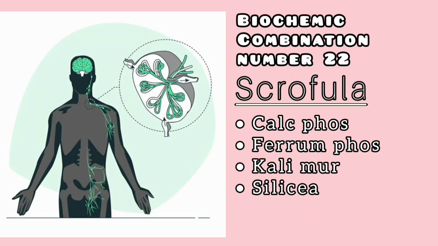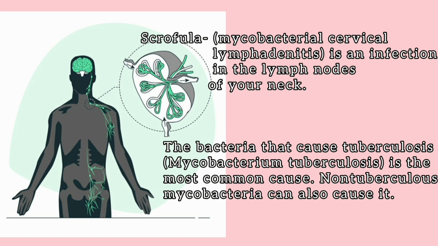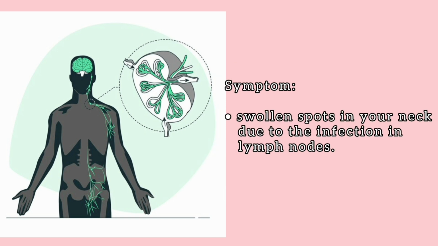Biochemic combination number 22, scrofula: Calcarea phos, Ferrum phos, Kali mur, Silicea. Scrofula is an infection in the lymph nodes of the neck. The bacteria that causes tuberculosis, Mycobacterium tuberculosis, is the most common cause. Non-tuberculous mycobacteria can also cause it. Symptoms include swollen spots in your neck due to the infection in the lymph nodes.